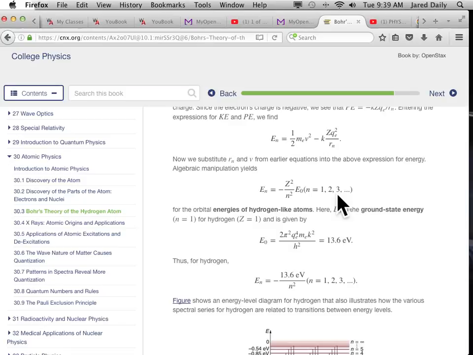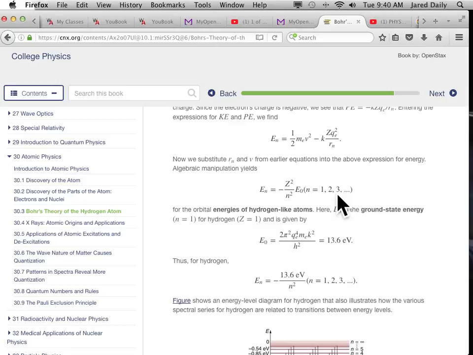The ground state is n equals 1, the 1st excited state is n equals 2, the 2nd excited state is n equals 3. Anyway, they'll either tell you what n equals, or they'll tell you what level it is. They'll say it's in n equals 4, or they'll say it's in the 4th excited state, which would actually be n equals 5, because the 1st excited state is n equals 2. So they'll tell you something that tells you what n is.